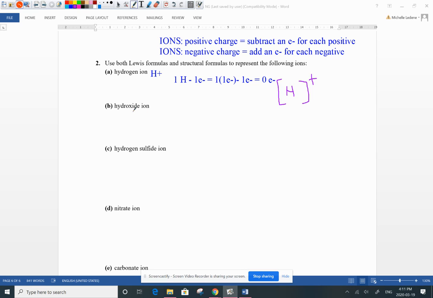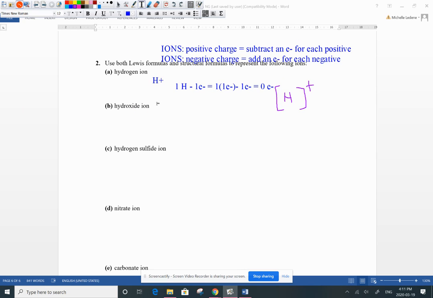Okay. Let's try hydroxide ion. Hydroxide ion, we know we look up in our polyatomic table, OH minus. It is an anion. So what's the deal? Well, we have one oxygen atom plus there is one hydrogen atom, and there's an electron because there is a negative charge. So I'm adding one electron because of that negative charge.